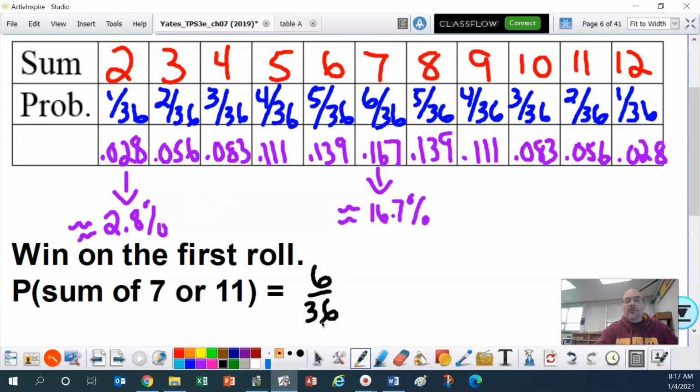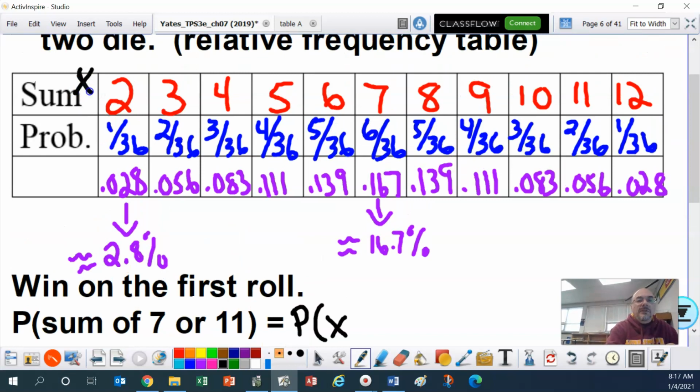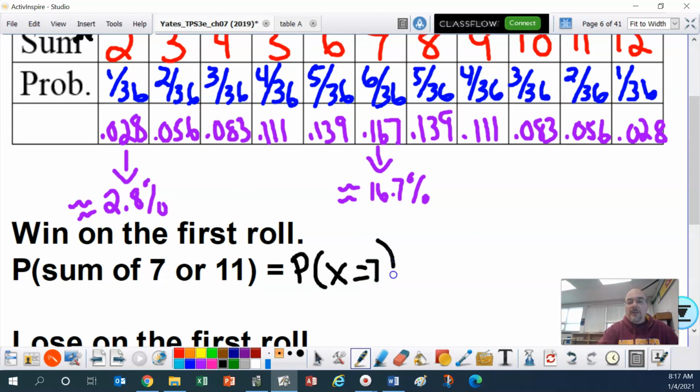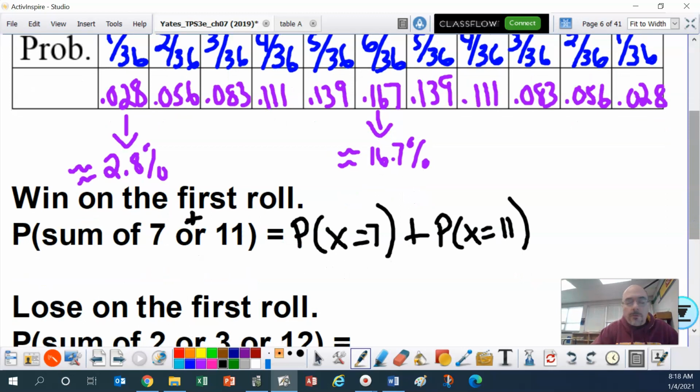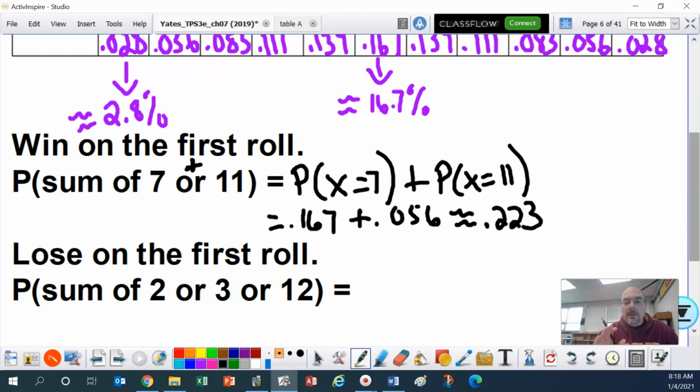And the 11 is, well, actually, let me rewrite this in the appropriate notation. So let me back this up. I'm going to rewrite this as the probability that X, ladies and gentlemen, this is considered X, that top row, X equals 7, plus, because remember, or means to add, plus the probability that X equals 11. I'm just going to use the decimal form, folks. So I will take the 0.167 and add the 0.056. So that's going to be approximately 0.223.